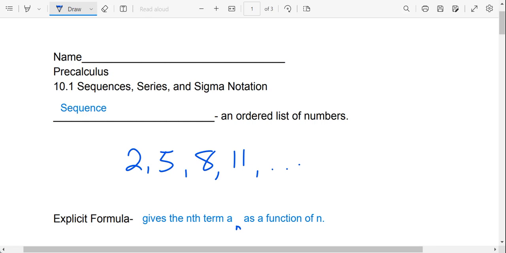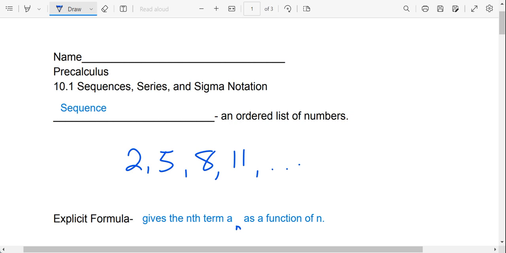All right, welcome to 10.1, sequence and series and sigma notation. This section is kind of like an overall intro section with some things you will need to gather in order to do future sections. So this is important to at least get notation down and some of the right way to say certain things.